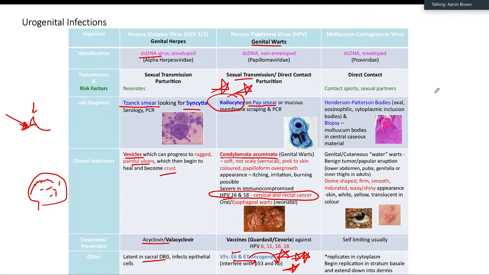Molluscum contagiosum is what's going to give us our genital warts. This is a poxviridae. This is a virus, one of our largest viruses. I think this is the largest virus, actually.